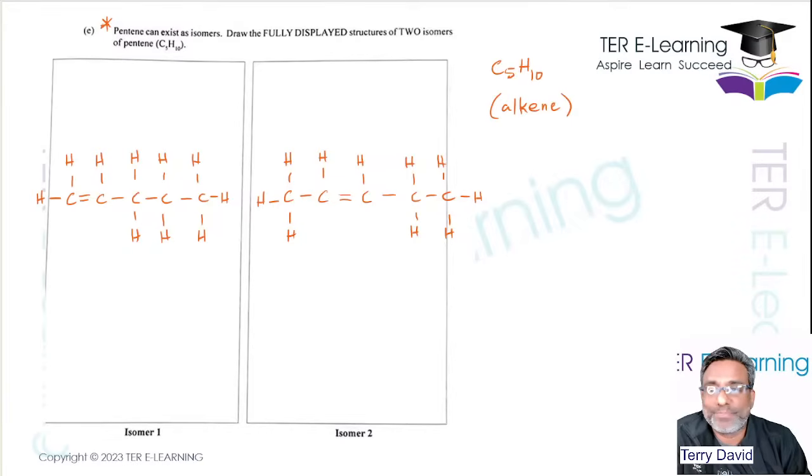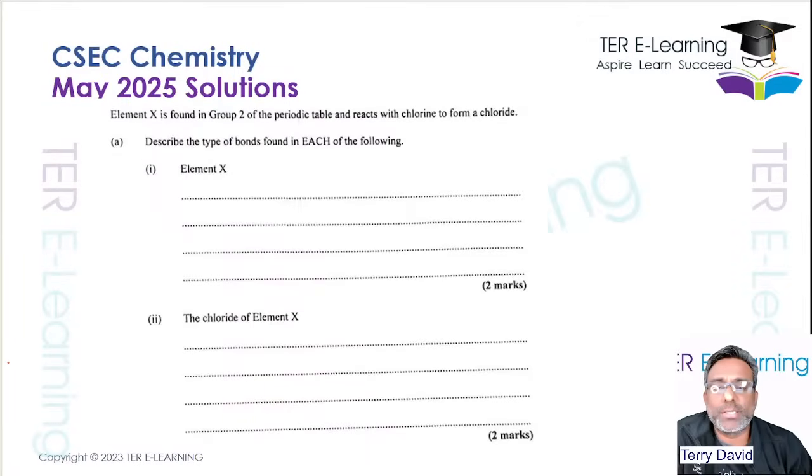This next one here is question 4. Element X is found in group 2 of the periodic table, and it reacts with chlorine to form a chloride. So we're talking about group 2 here. Before you do the question, you need to understand what is in group 2. You'll have to learn group 2 as well as group 7. So we have beryllium, magnesium, calcium. These are the elements that you have to look at. We just know this element X. They didn't tell us what it is, but it reacts with chlorine to form a chloride.